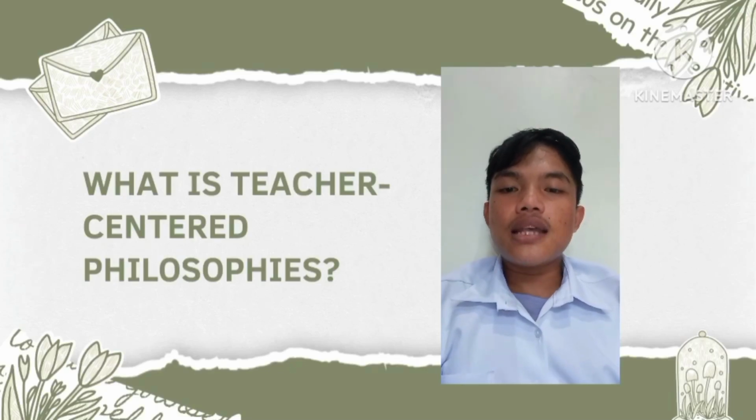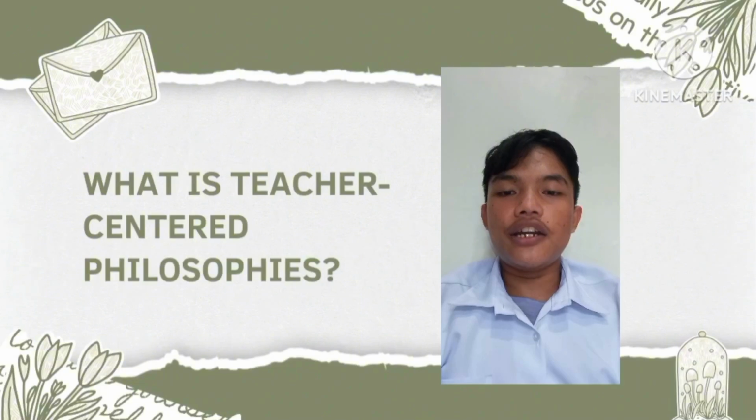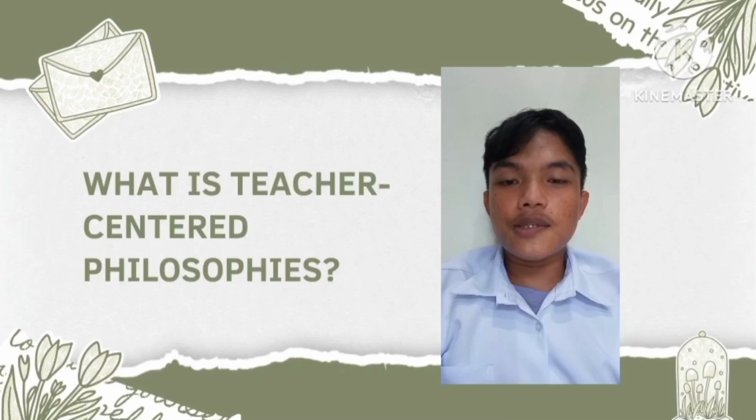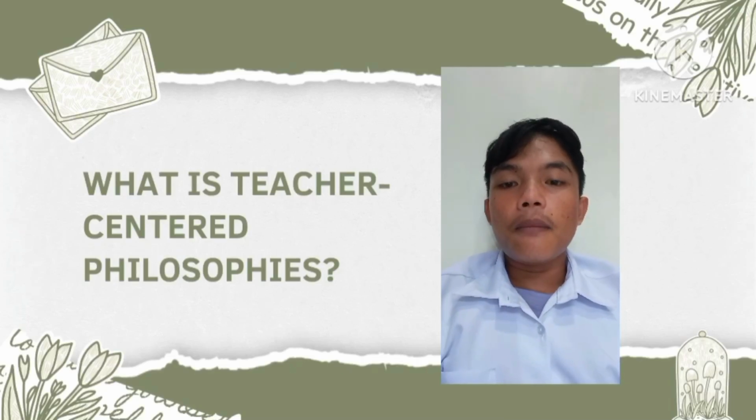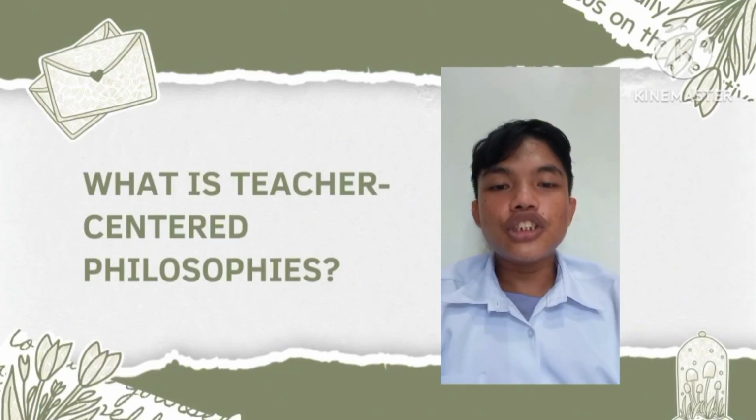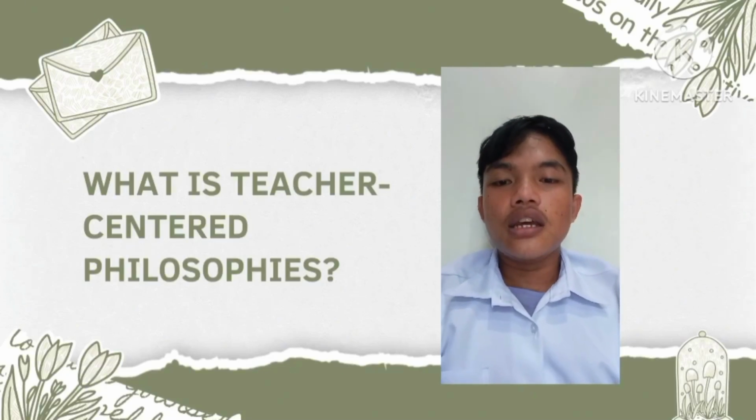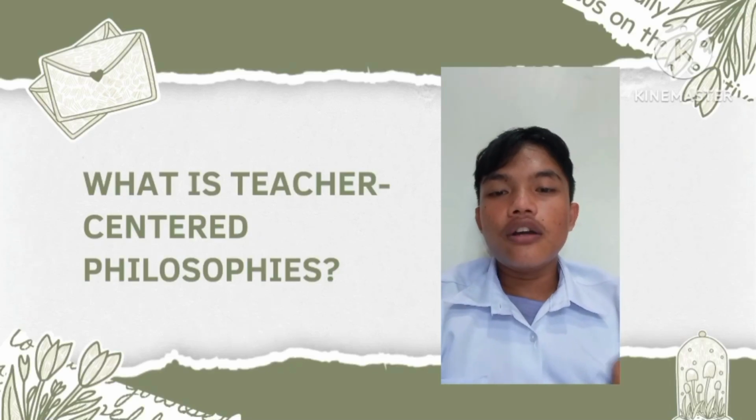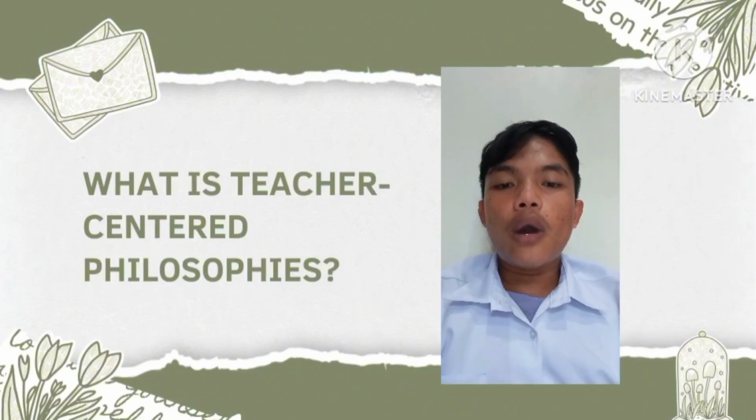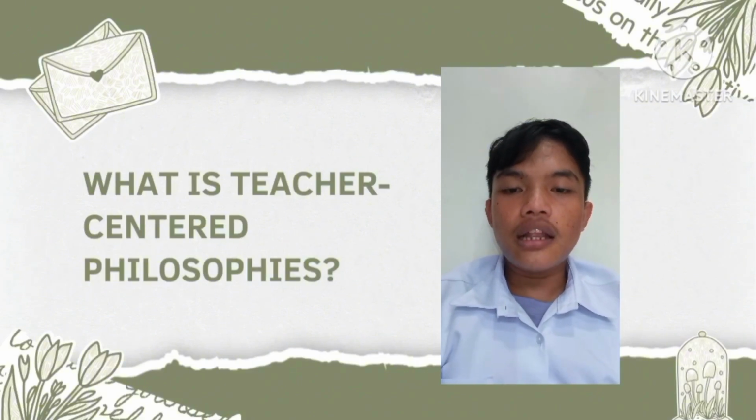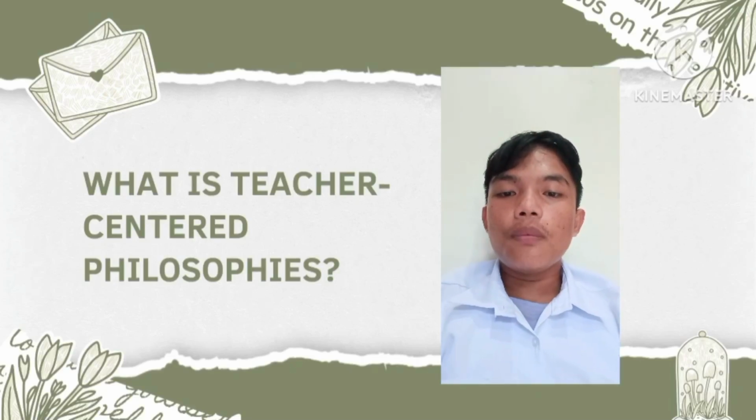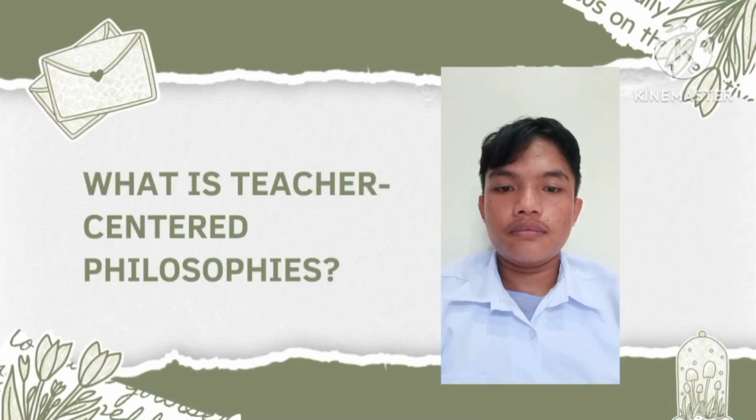Two prominent examples of teacher-centered philosophy are essentialism and perennialism. Later on, I am going to discuss what essentialism and perennialism are. But let's start with essentialism. The key factor is that essentialism only focuses on teaching core subjects like math, science, and history, while perennialism emphasizes the importance of timeless works of literature and philosophy.